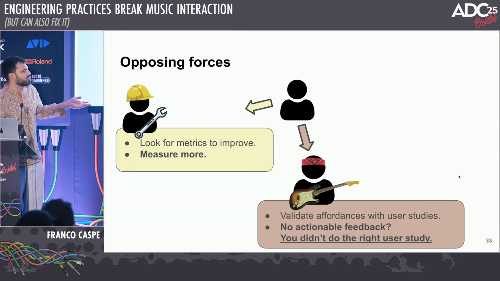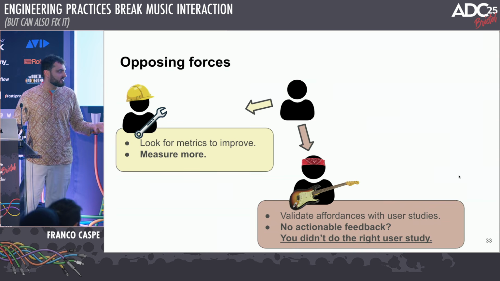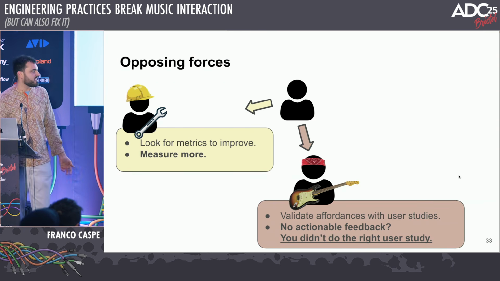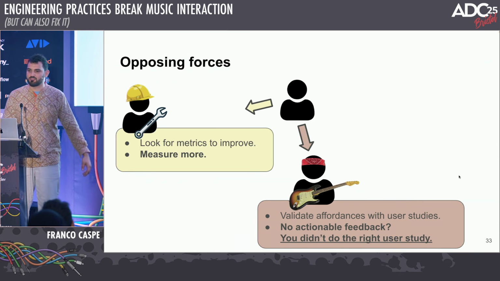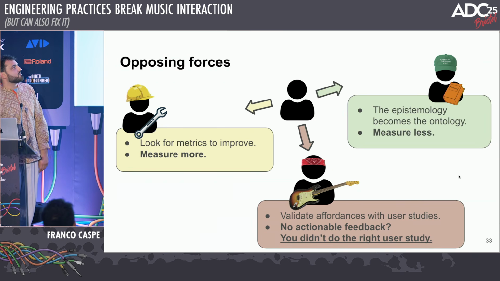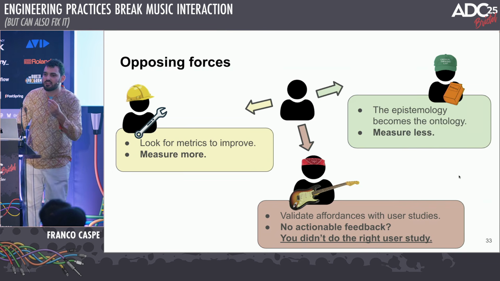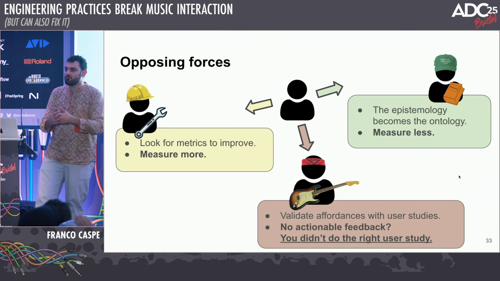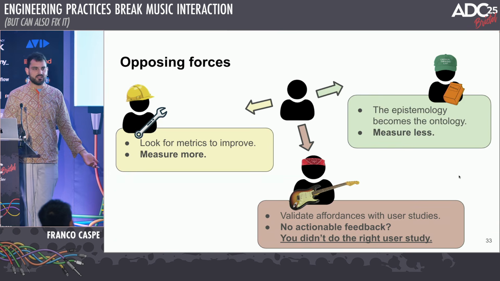On the other side, there are people that like to run user studies, right? You run user studies to try to validate the affordances of the system, and if you have nothing to say of any actionable feedback, perhaps you didn't do the right user study. And then you have the material stance, where the epistemology becomes the ontology, and it actually tells you to measure less, to leave more space, to let things come to you in a more ambiguous way. So it's telling you to measure less. What do you do in that sense?